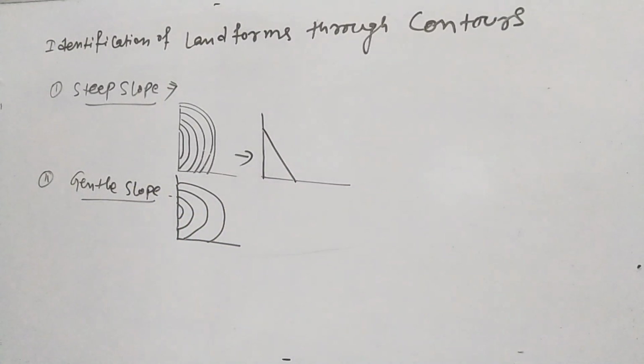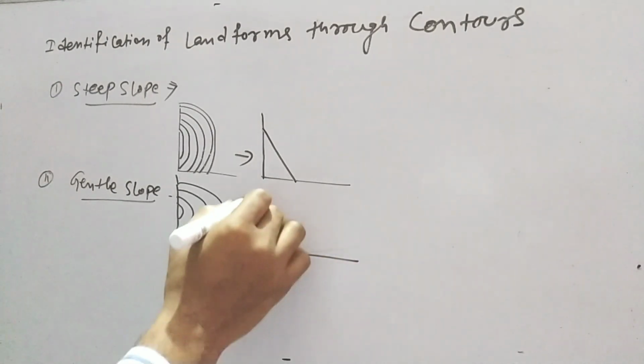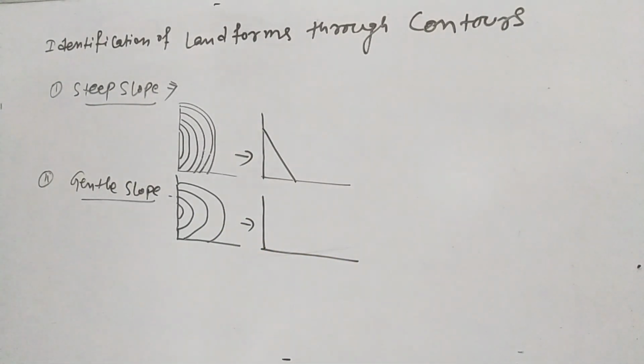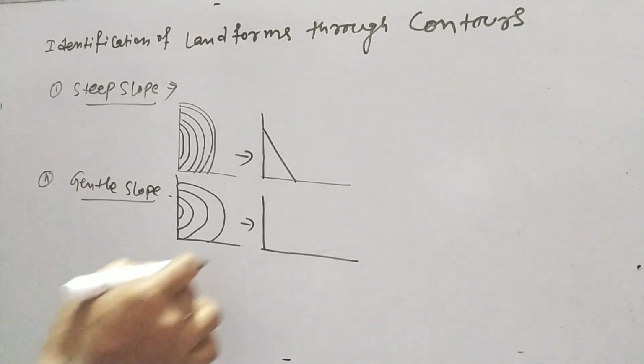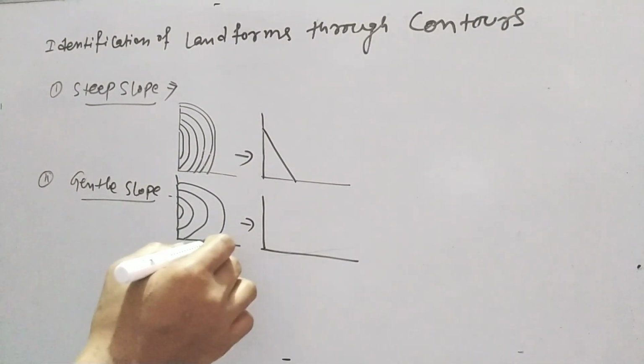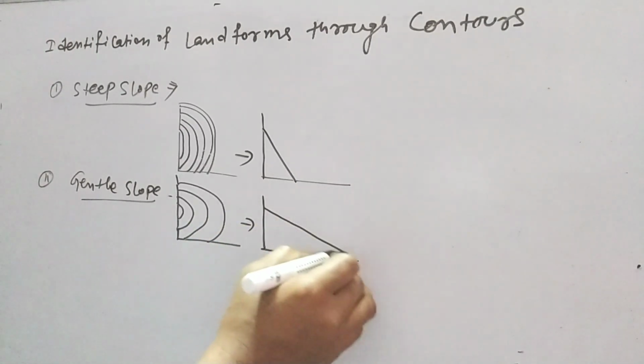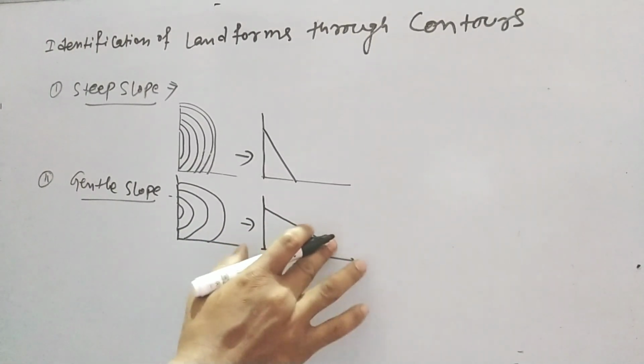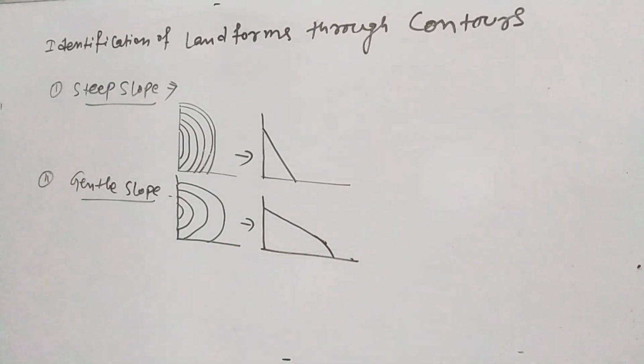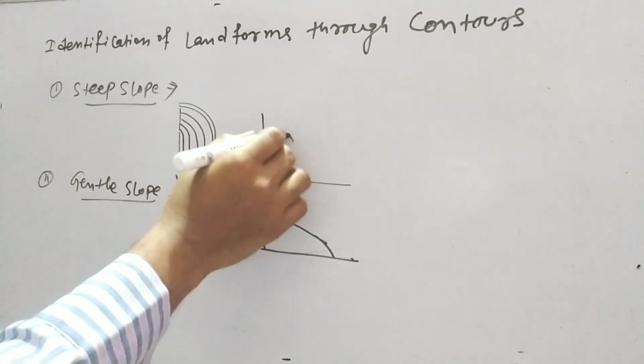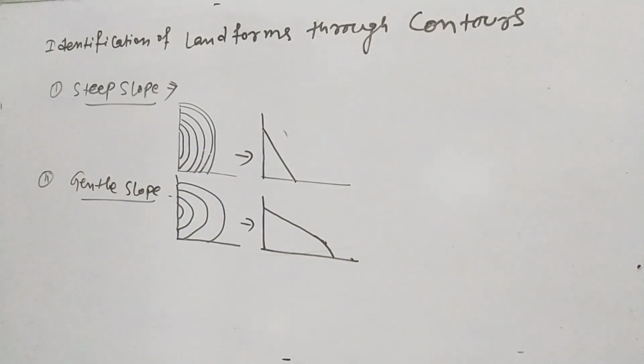Right. So, landforms. If we draw with the help of this contour line, then it should be like this. So this is steep slope and this is gentle slope. So easily someone, obviously gradual rise or fall of the land, and contour lines are sparsely spaced.